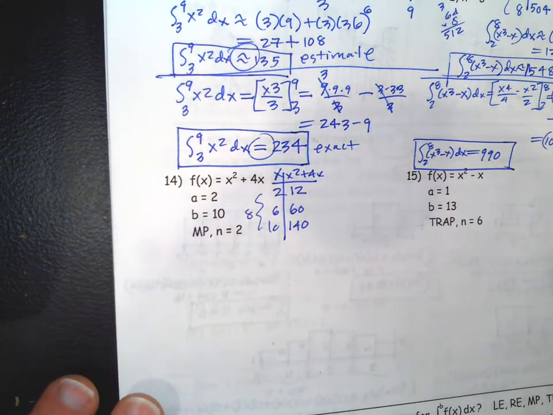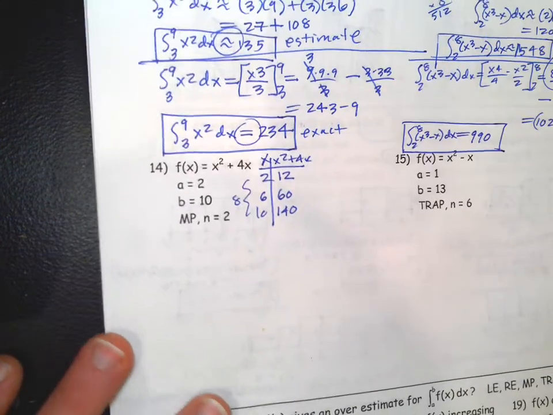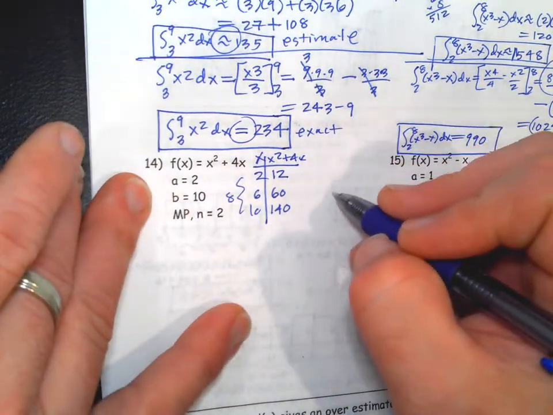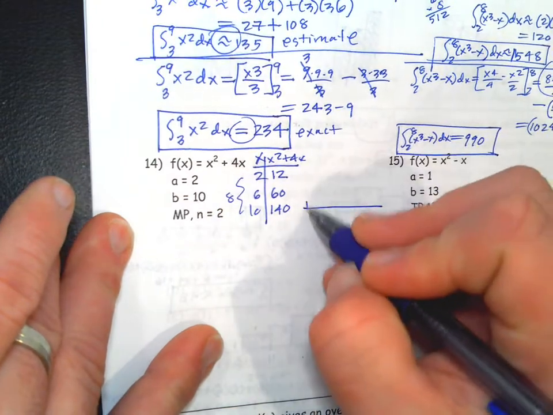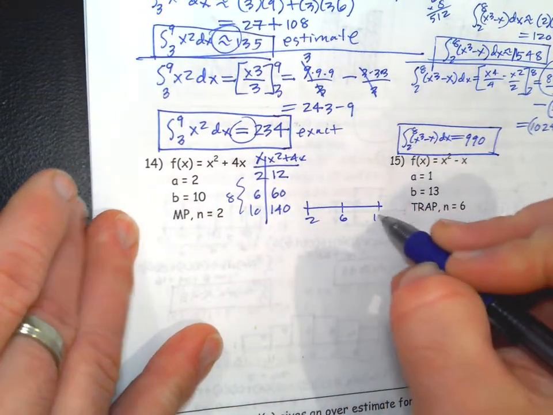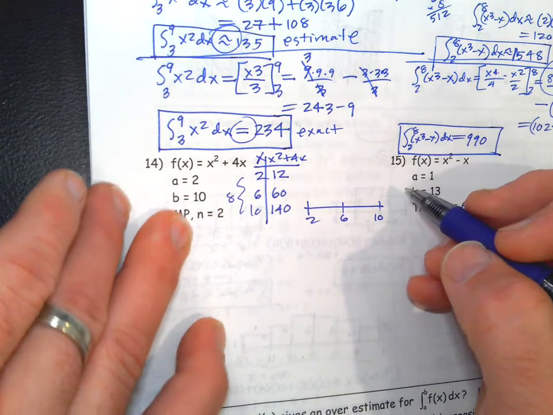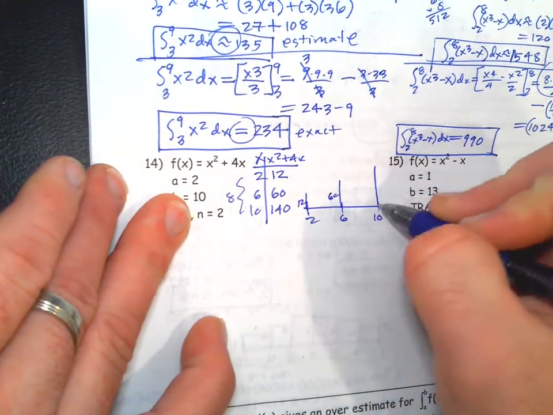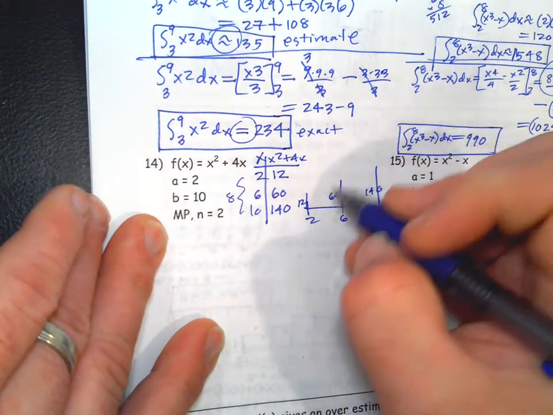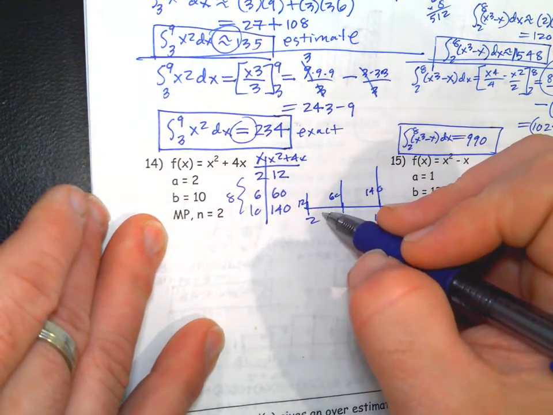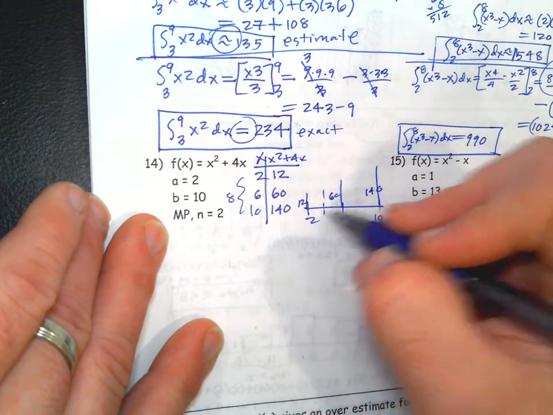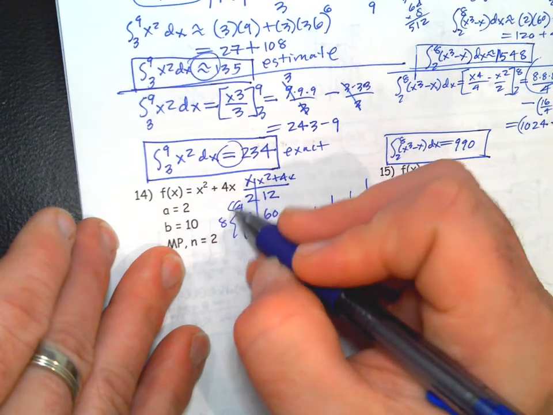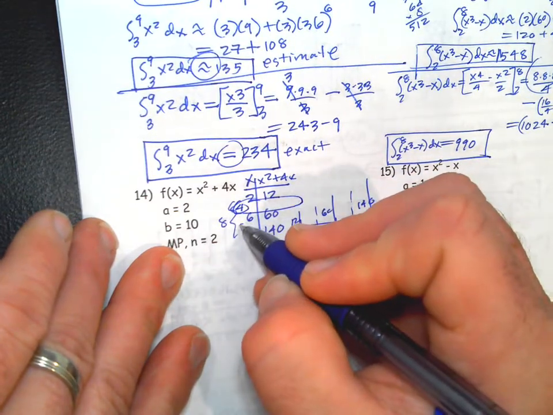Looks like I did the wrong thing in my solutions. Interesting. Whatever. Okay, we can make a quick picture. 2, 6, 10, and 12, 60, and 140. These are midpoints. Ooh, no, I did the right thing. So for midpoints, I shouldn't even bother calculating those. Midpoints are going to be halfway between these, so I need 4, and I need 8.